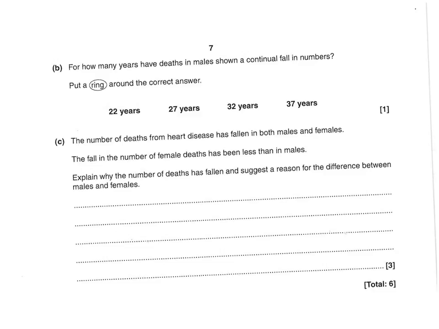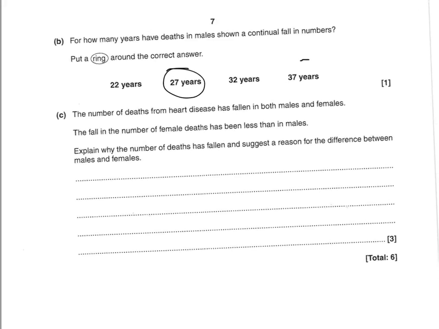It says, for how many years have deaths in males shown a continuous fall in numbers? So that is 27 years, if you read the graph correctly. And then the number of deaths from heart disease has fallen in both males and females. The fall in the number of female deaths has been less than in males. Explain why the number of deaths has fallen and suggest a reason for the difference between males and females. So you've got to just suggest reasons why. So you could say any two of these to get 2 marks.